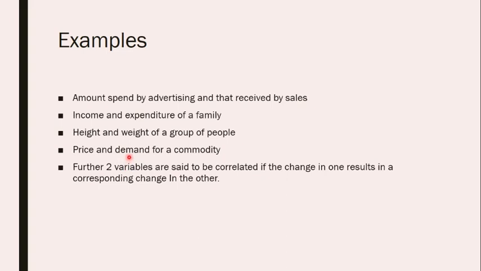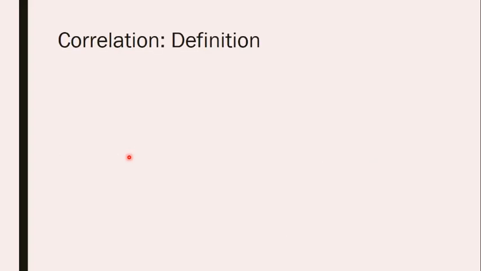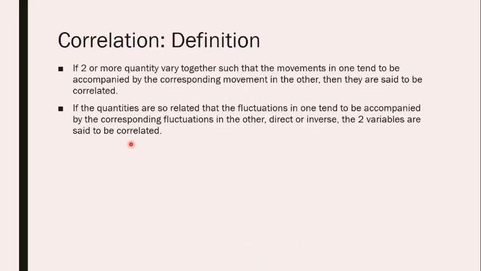Now let's move on to the definition of correlation. Here I have given two definitions. You can take any of the two. If two or more quantities vary together such that the movements in one tend to be accompanied by the corresponding movements in the other, then they are said to be correlated.